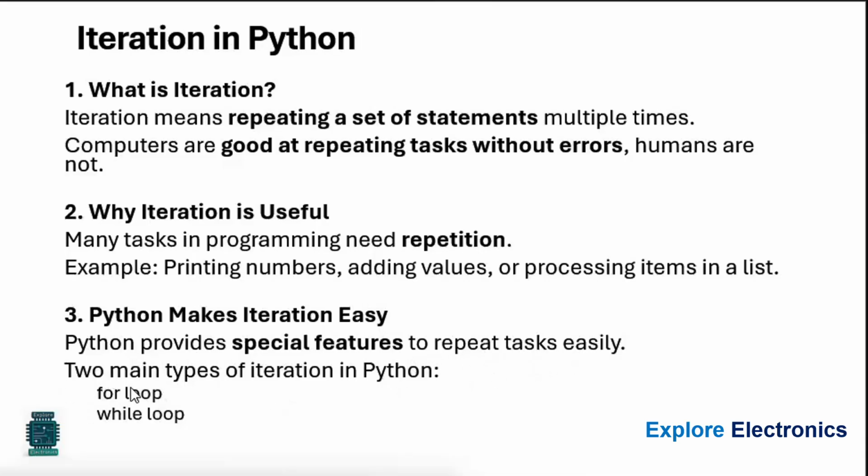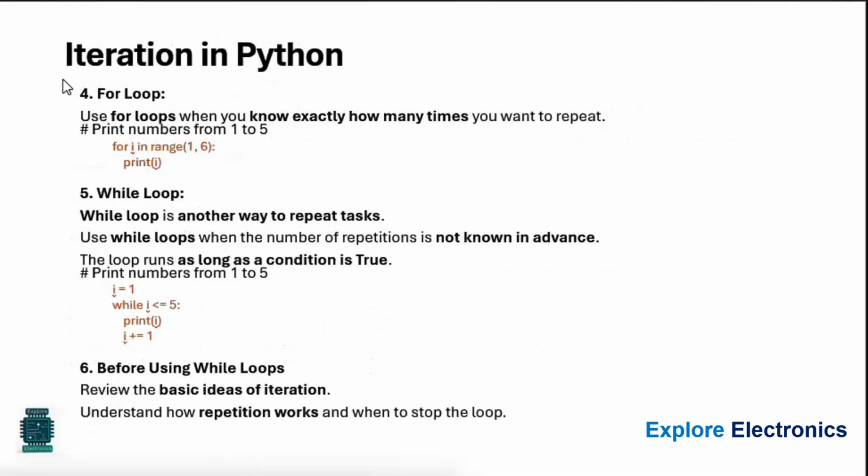Here we have two main types of iteration: for loop and while loop. We use them to repeat a set of statements multiple times. Got it? Let us see the for loop. Use a for loop when you know exactly how many times you want to repeat. For example, if you know you want to repeat exactly 1 to 5 times, you can use a for loop. For example, print numbers from 1 to 5.